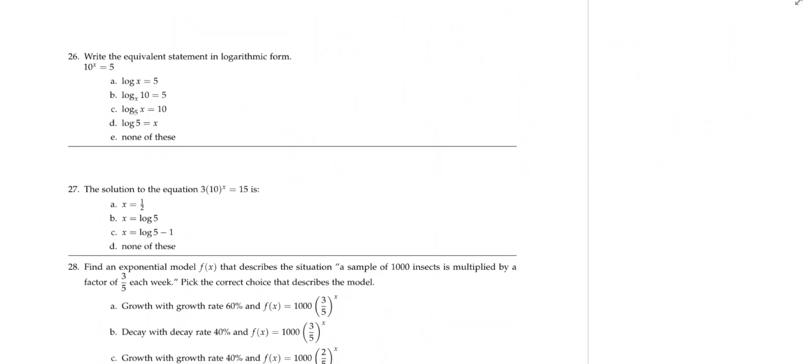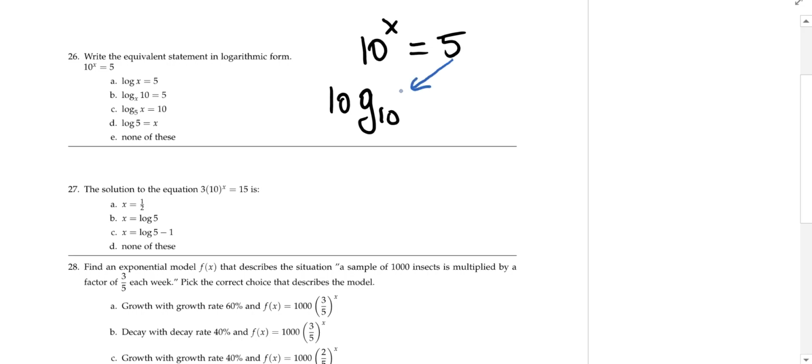All right, write the equivalent statement in logarithmic form. So this is 10 to the x equals 5. Remember, in log form, they keep the base, so the base is 10, and then they switch the input with the output. So the output becomes the input in here, and then this is going to go there. So it's going to be log base 10 of 5 equals x.